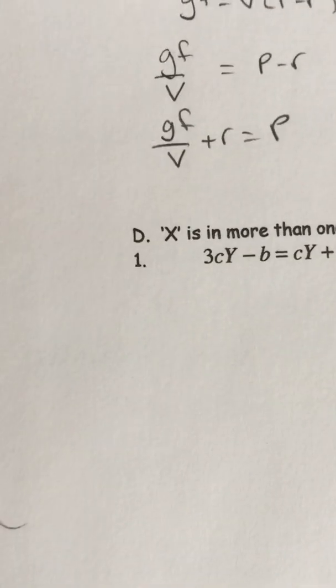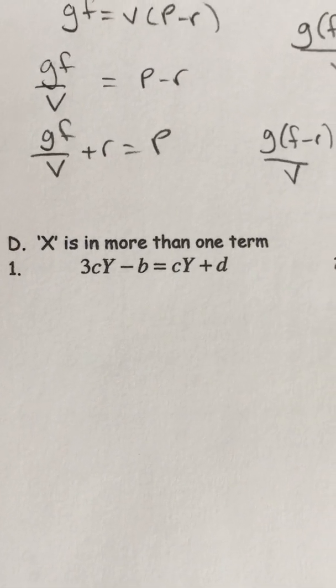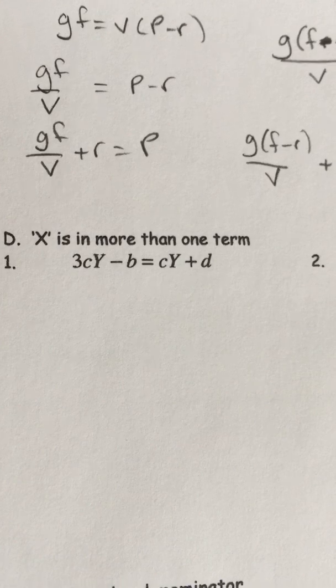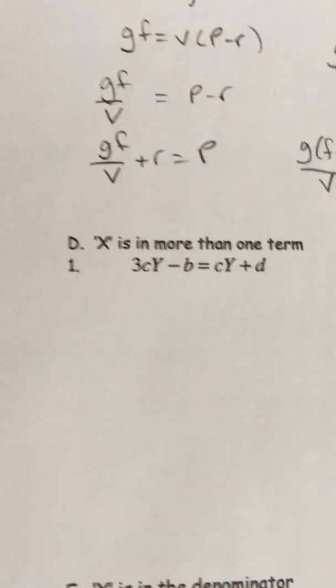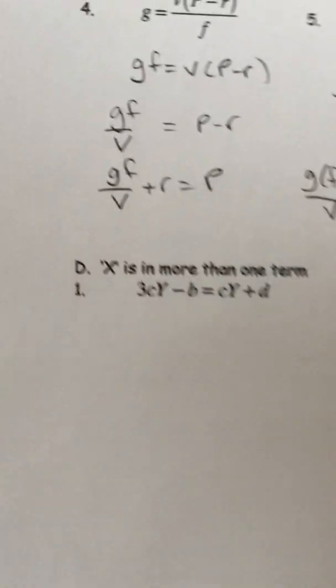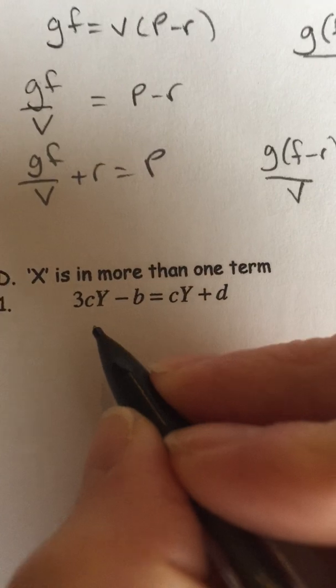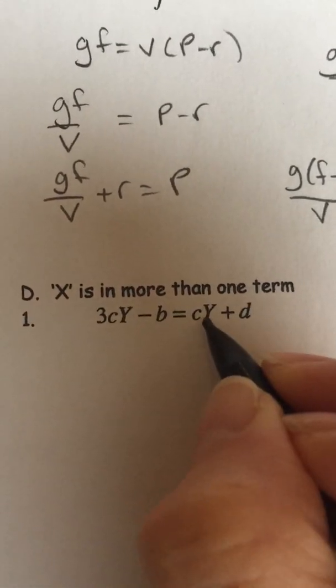Okay, now we're on to section D. The thing you're looking for is in more than one term. This is very tricky. It's quite tricky, but let's try it. This might be more advanced than what you have to know in grade 9, but I think you can do it. So we need to find y.